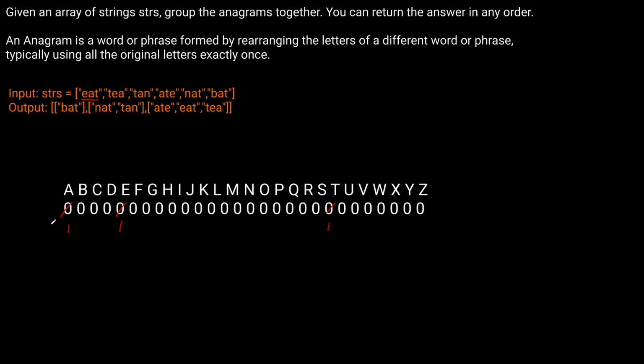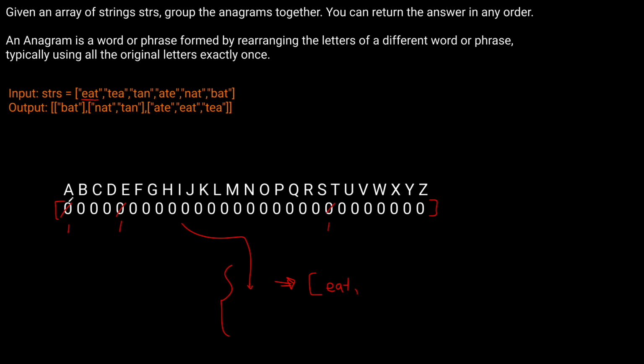Now we need a way to actually store this, and we need to make a group. Well, what if we had a dictionary? We have a dictionary where the key will be this array that we've just constructed, and the value is going to be the string that we're working with. We'll store a list of these because there can be a group here, right? So we'll put the string eat here, and then if we get the word tea, we'll do the same thing.